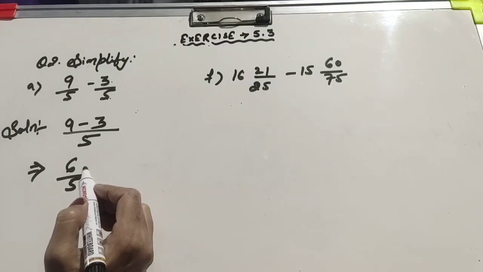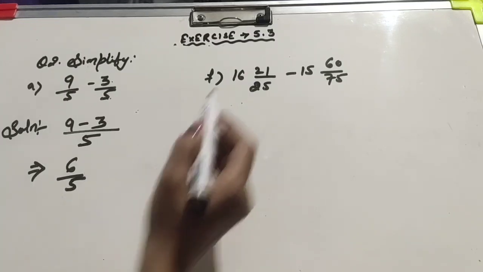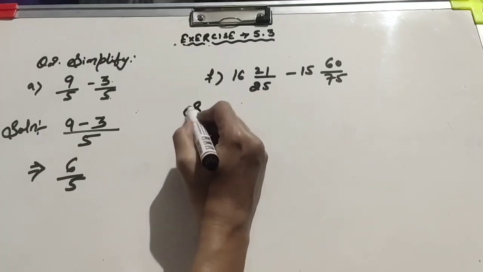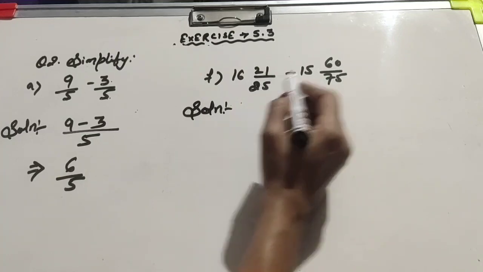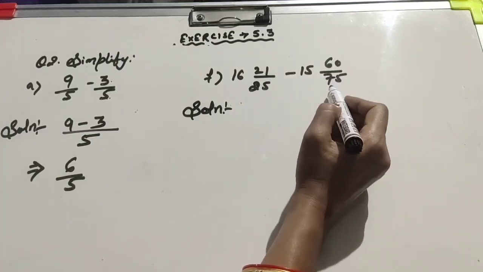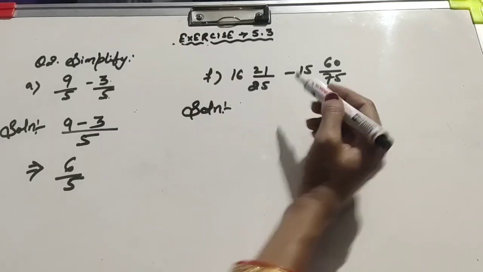Okay, this is a very short process and I think it is very easy for you. Now one more difficult question is there, question number F, which is given 16 21 by 25 minus 15 whole 16 by 75. You just change the mixed fraction into the improper fraction.